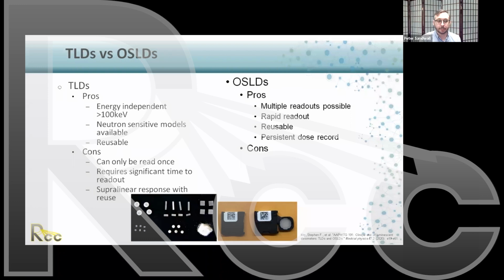The cons of TLDs: you only read them once. They require a significant time for readout, and they have a super linear response with reuse. Those traps and those recombination centers change over time. The more radiation you expose them to, the fewer of those centers are available, and they become more sensitive over time. Cons of OSLDs: they're higher effective Z than TLDs. They're aluminum, so you're essentially working with a metal detector, and so they've got a stronger energy dependence. It's kind of funny, those two cons are actually the same thing. That effective Z gives it a stronger energy dependence.